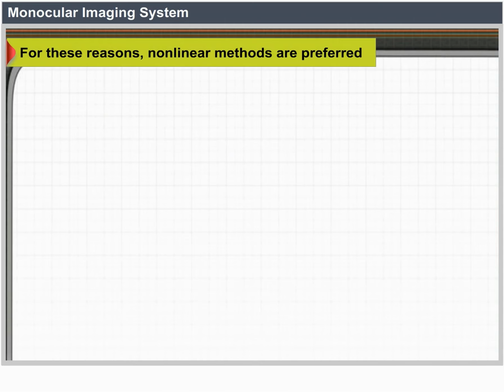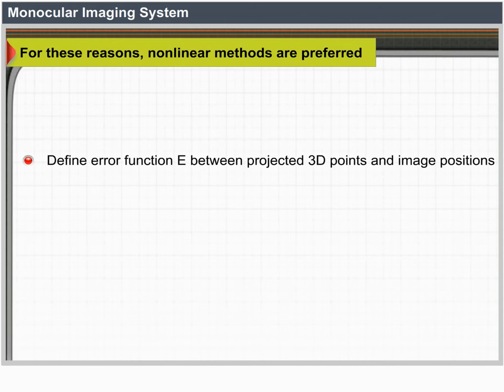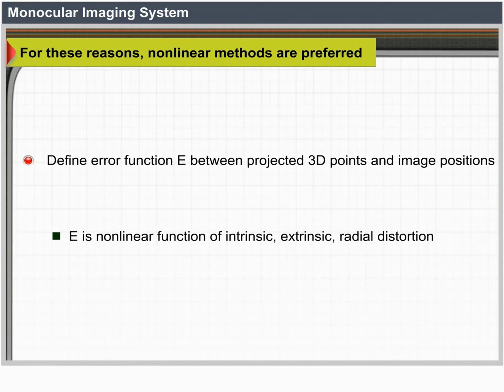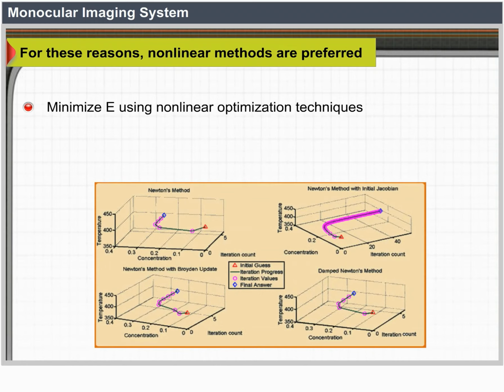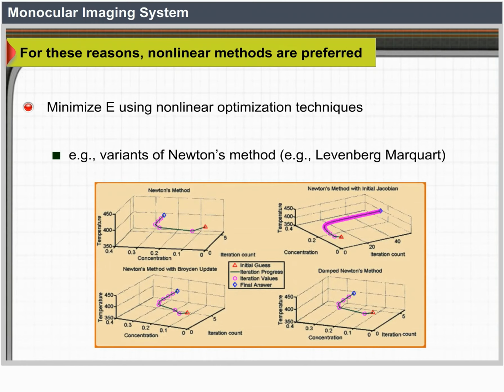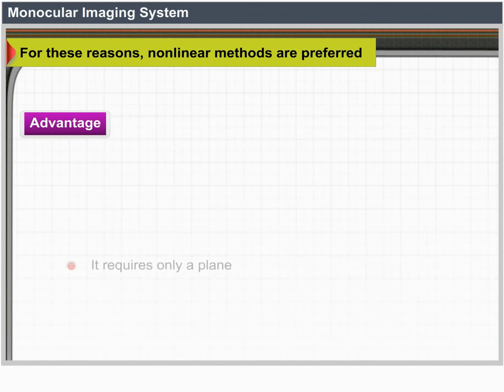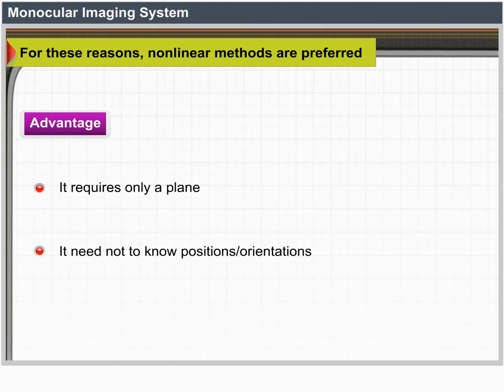Define error function E between projected 3D points and image positions. E is a nonlinear function of intrinsics, extrinsics, and radial distortion. Minimize E using nonlinear optimization techniques, for example, variants of Newton's method, that is, Levenberg-Marquardt. Advantage: only requires a plane. Doesn't have to know positions or orientations.